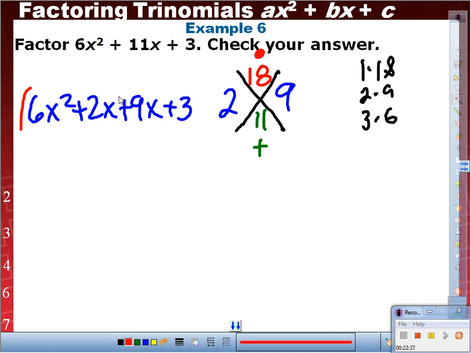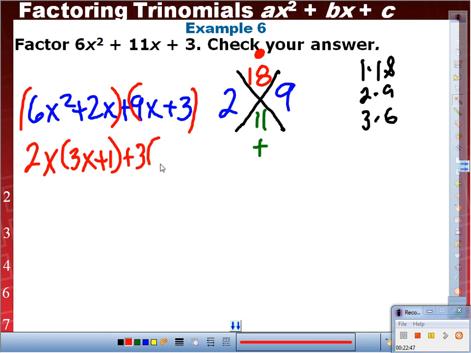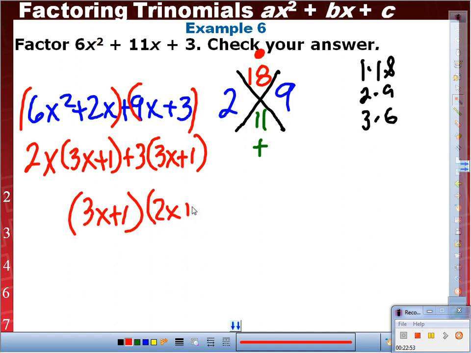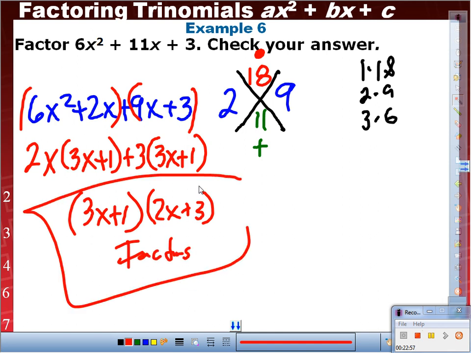Group them. First 2, last 2. GCF for these 2: 2x, we're left with 3x plus 1. GCF for these 2: 3, we're left with 3x plus 1. My factors are 3x plus 1 and 2x plus 3. These are my factors. Hands up if you got that. That is correct. You know how to check in case they ask you to check, right?